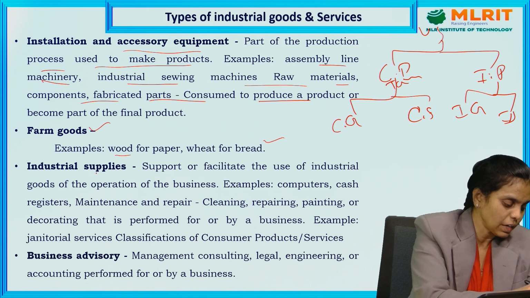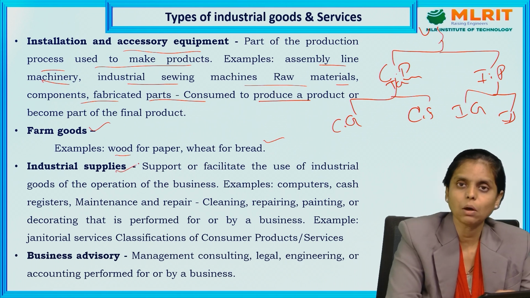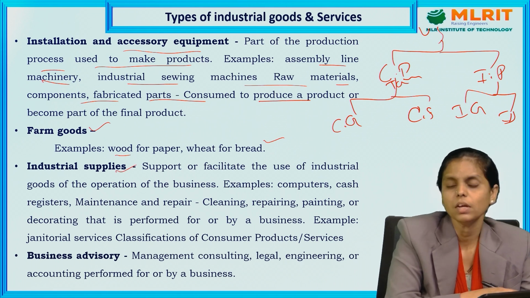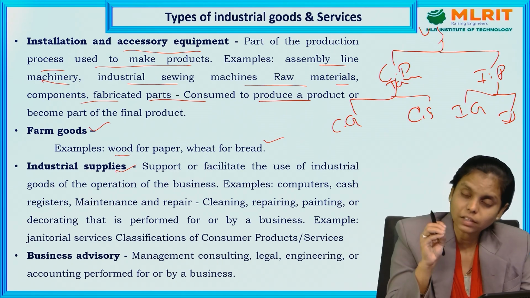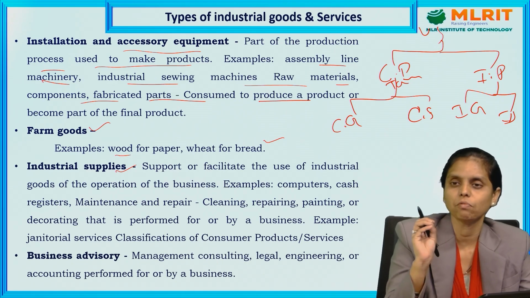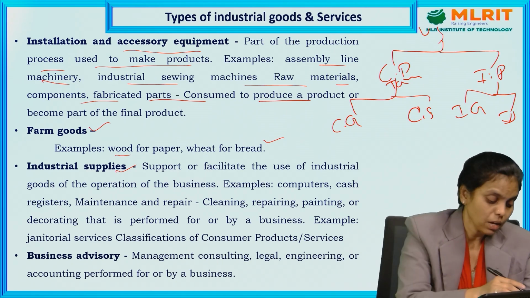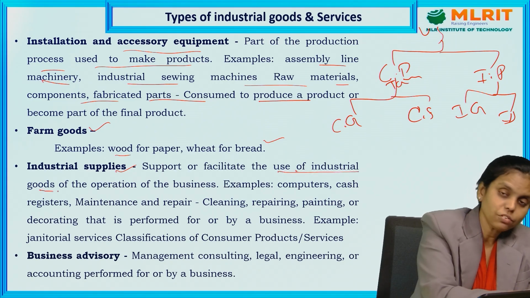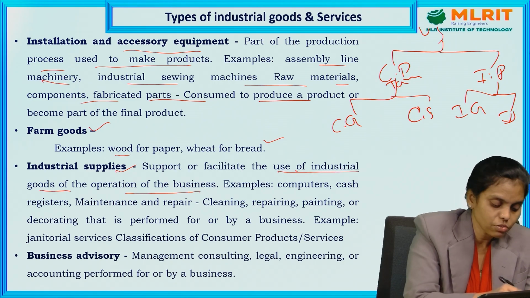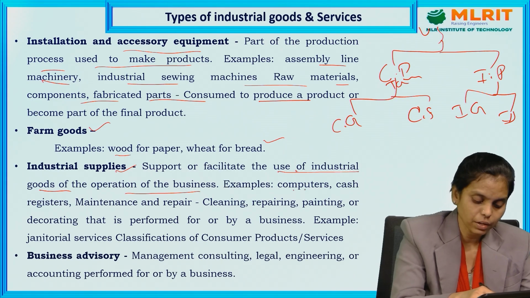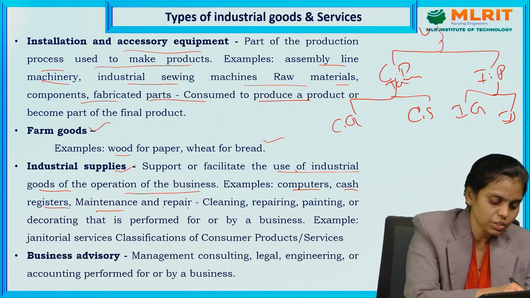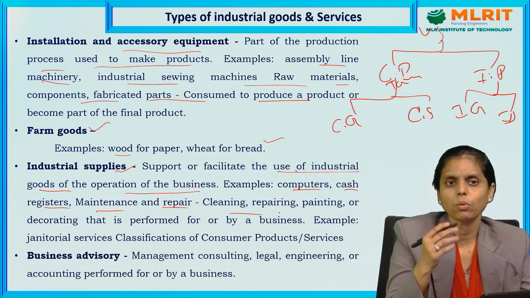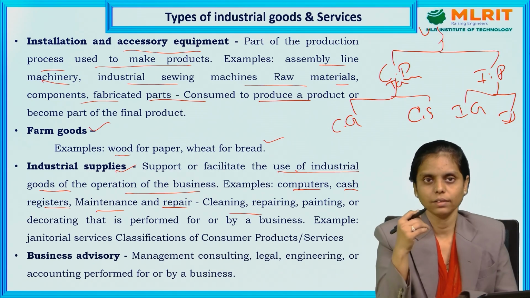Now, the next one that we have is industrial supplies. Industrial supplies represent different types of products that another industry will provide to us in order to fulfill our basic requirements, supporting our facilities and the operations of a business. For example, computers or cash registers, maintenance services. Who will provide all these? Another business organization might provide them.